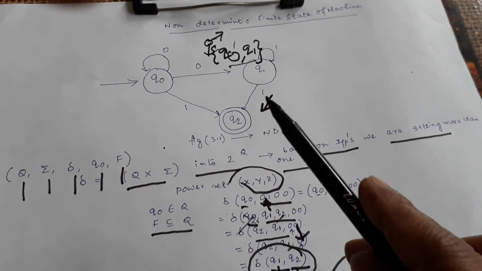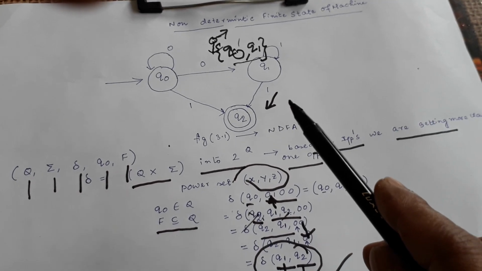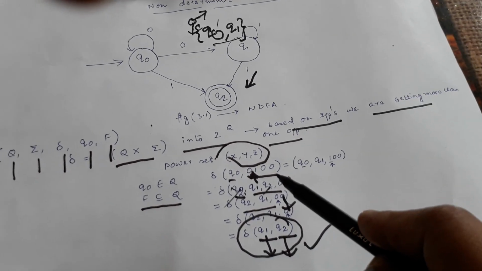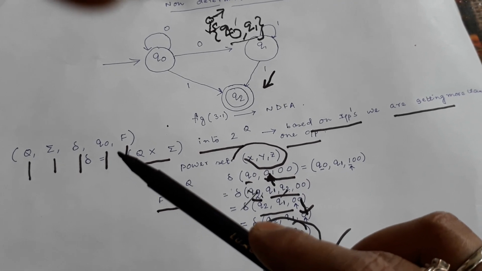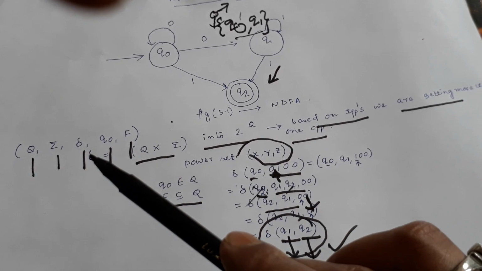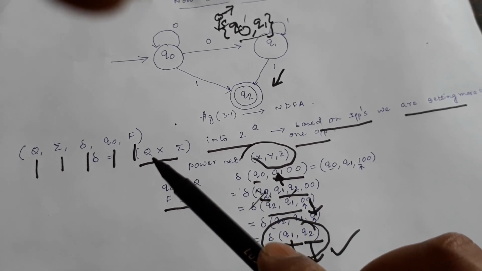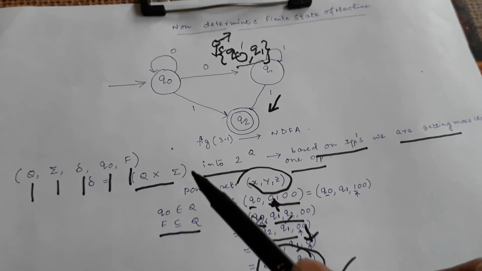So this is all about the NDFA. NDFA means non-deterministic finite automaton, and delta in this case is very important. Delta is the transition function, which basically maps Q cross sigma to 2 to the power Q.